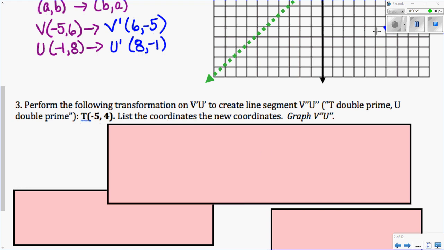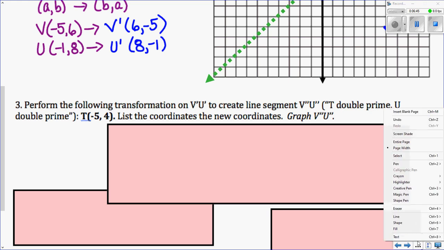All right, the next one, it says, perform the following transformation on U'V', the last image that I created, to create line segment V''U'' under the translation of -5, 4. List the new coordinates, and graph it.